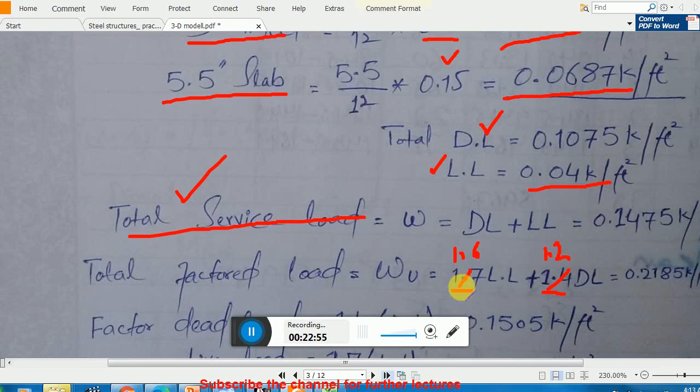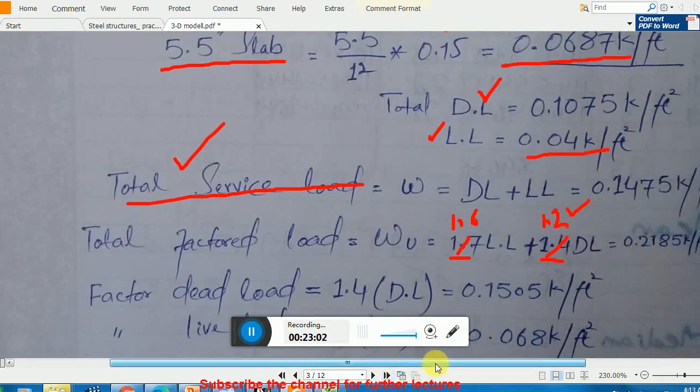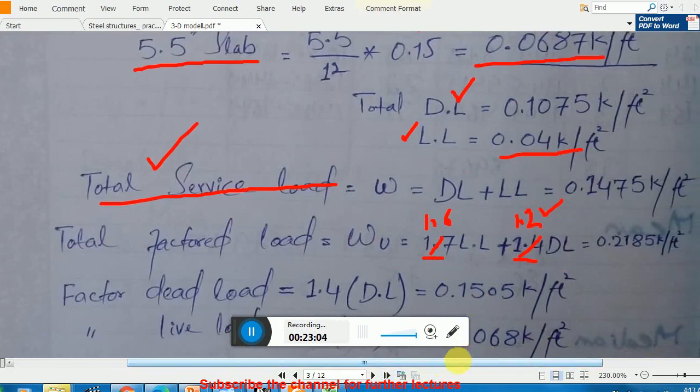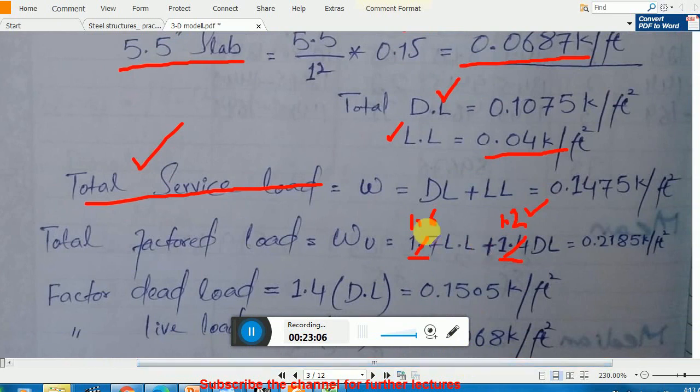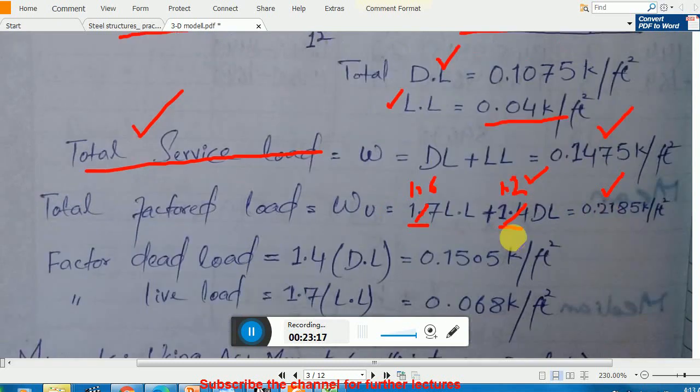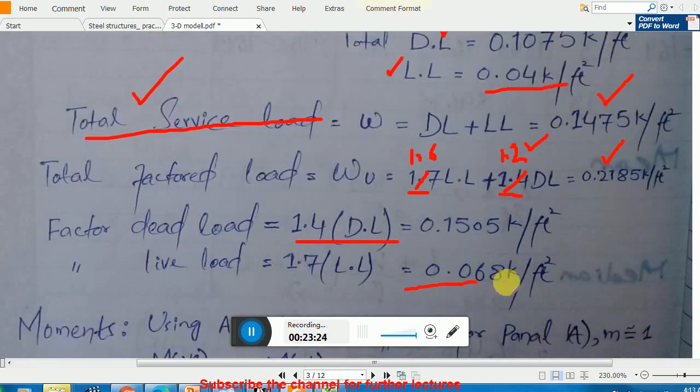Although this is a more conservative approach, you can use it. The other is a little bit more economical approach, but this is not a bigger mistake. It is a conservative approach. If you are using 1.7 and 1.4, this is not a mistake. So the total service load is this one, the total factored load is this one. Now we need to find out 1.4 dead load. This is the total factored dead load, and this is the total factored live load.